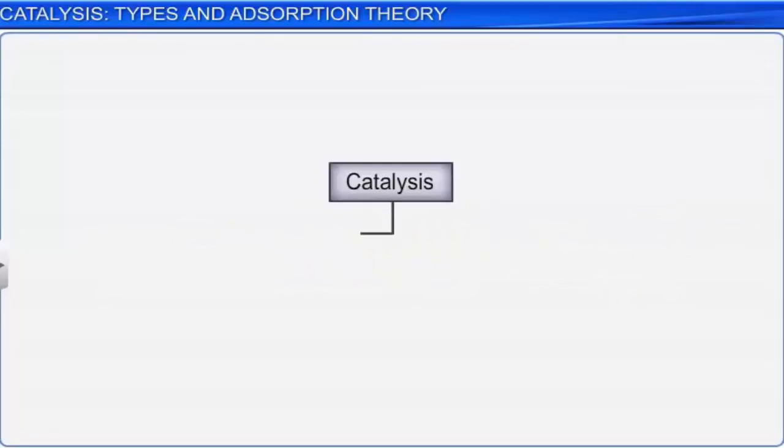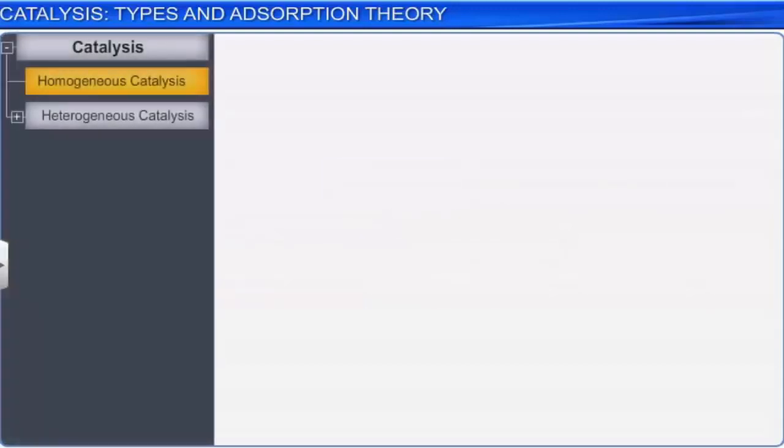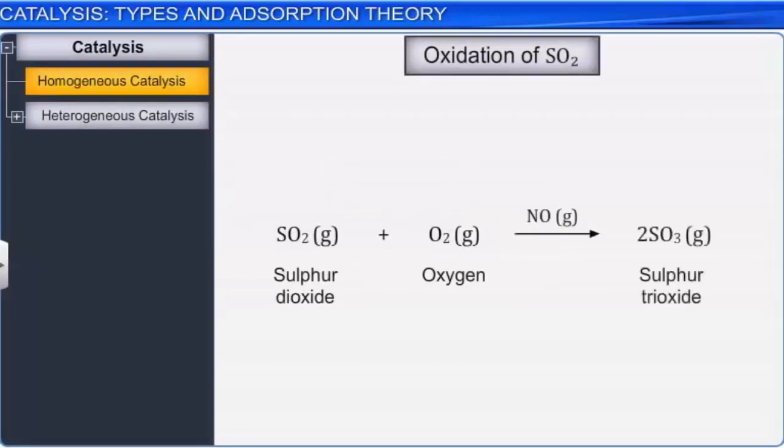Catalysis can be broadly divided into two types: homogeneous catalysis and heterogeneous catalysis. Let us first learn about homogeneous catalysis. Consider the oxidation of sulfur dioxide to sulfur trioxide in the presence of nitric oxide as the catalyst. As can be seen, the catalyst, nitric oxide, and the reactants, sulfur dioxide and oxygen, are all in the gaseous phase. A reaction where the catalyst and the reactants are in the same phase is called homogeneous catalysis. Homogeneous catalysts function in the same phase as that of the reactants.